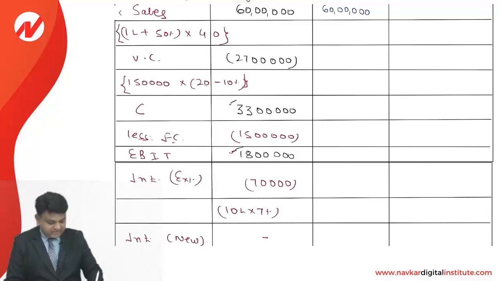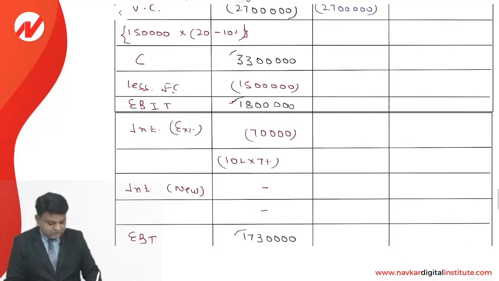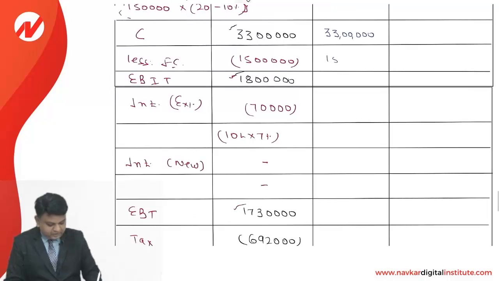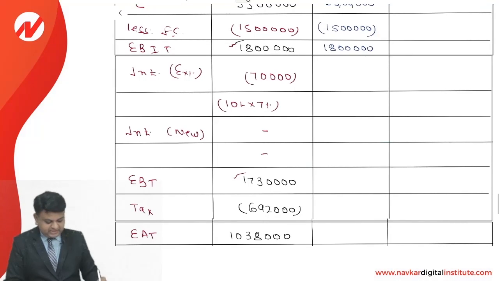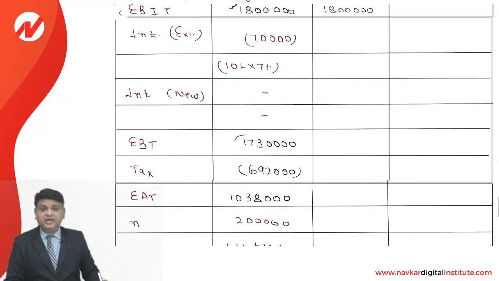Variable cost is 27 lakhs. Contribution is 33 lakhs. Fixed cost is 15 lakhs. Operating income is 18 lakhs. As far as existing interest is concerned, that is not going to change. It will be 70,000 rupees itself.